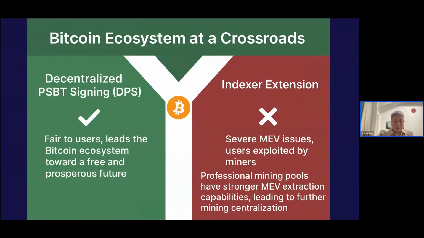So these two types of execution layer not only have a difference in user experience, but also they mean different futures for the Bitcoin network. DPS will lead to a fair and open Bitcoin ecosystem. Indexer extension will impose a closed and unfair Bitcoin ecosystem. So that is, let's say, a crossroad for Bitcoin, and we need to decide which type of future we hope Bitcoin will go to.